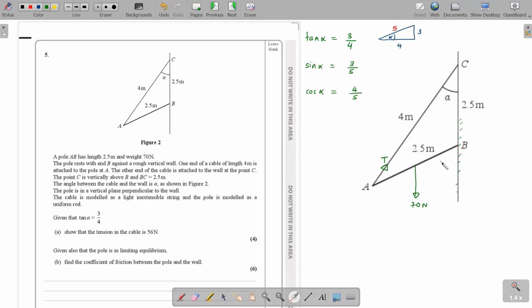What are the other forces acting on this pole? Normal reaction, which will act perpendicular to the surface that you are touching. So at point B, you have normal reaction perpendicular to the wall. And what else do we have? The other force is friction. Since the pole is leaning against the wall in this particular form, the tendency is for it to fall down, right? The pole is trying to fall down. So therefore friction will act up.